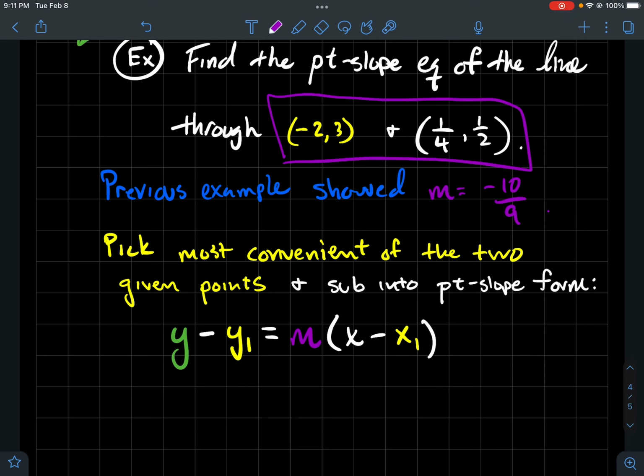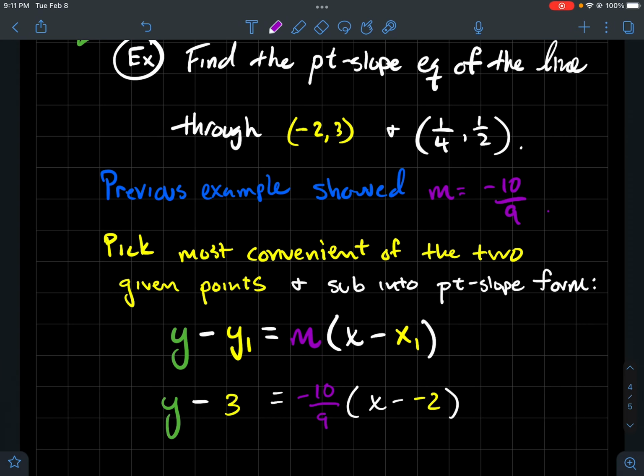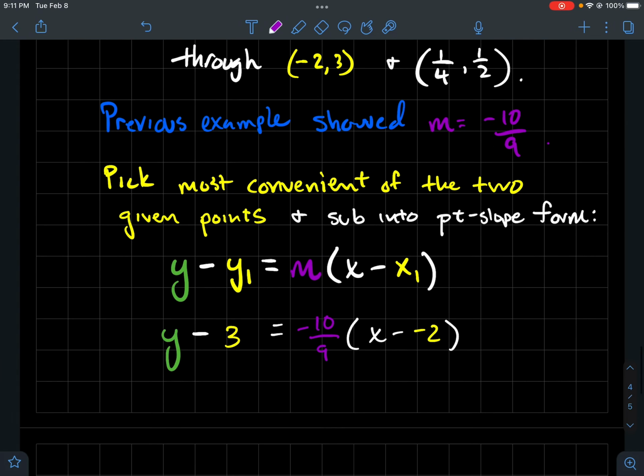Of these two that I have boxed here in purple, the yellow one's probably the more convenient one. I don't want to play with a fourth and a half. So we're going to substitute -2 in for x1 and 3 in for y1 right here and right here. And of course, I'm going to put my -10/9 here for the m. When I do that, it just looks like this. So notice you leave the y all by itself. You leave it alone, right? You don't plug anything in for it. And you leave the x that's in white alone by itself. You don't do anything to it.